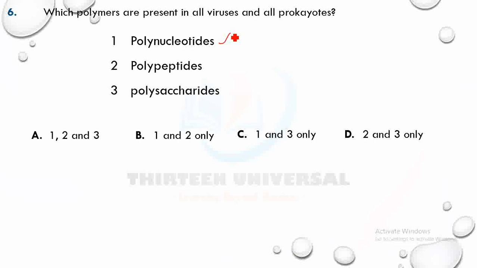Polypeptides, yes. Viruses have a capsid, and prokaryotes also have proteins. The capsid in the virus is made up of proteins, polypeptides, so this should be in both. Then polysaccharides: viruses don't have polysaccharides. So the answer here is 1 and 2, which is B.